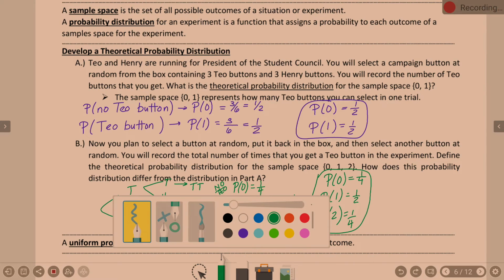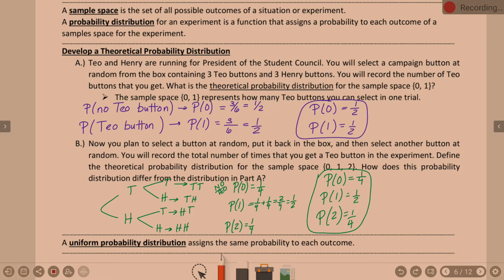Now, before I move on, okay, when they're asking you for a probability distribution, they're asking you for the various probabilities. Notice I have a definition at the bottom that says what a uniform probability distribution is. And a uniform probability distribution assigns the same probability to each outcome. What do you notice about the one we just did? Is this a uniform probability distribution? No, because I got 1/4, 1/2, and 1/4. So this one is what we would call not uniform.